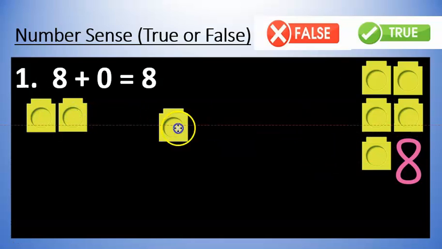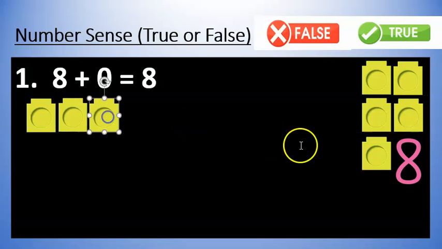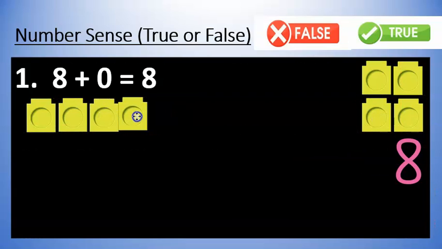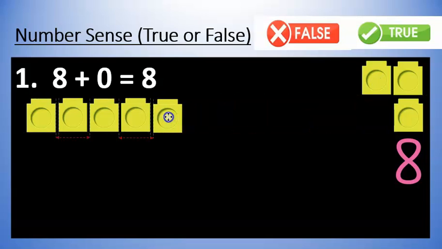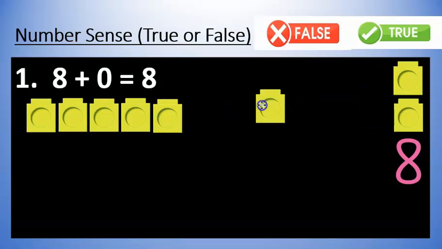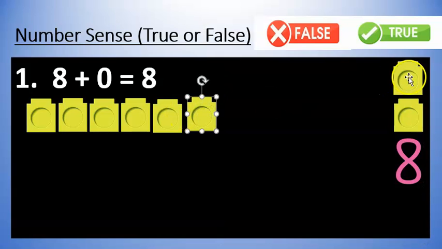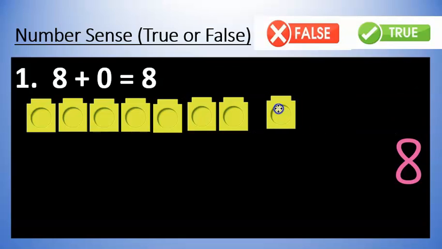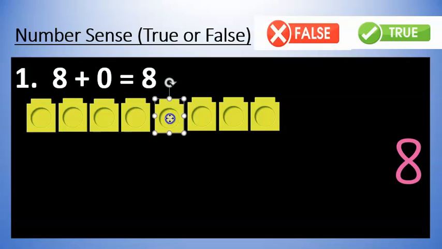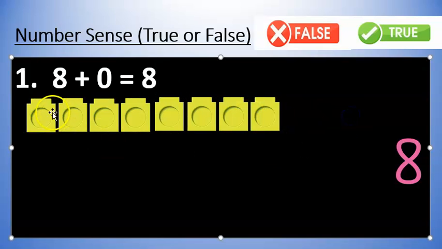2, 3, 4, 5, 6, 7, 8. Okay, now first graders, look at that now. We put 8 cubes in this first row. Now we're done with this first number.